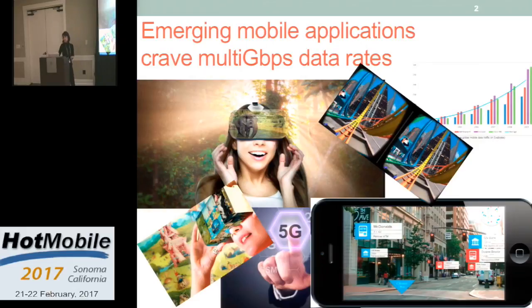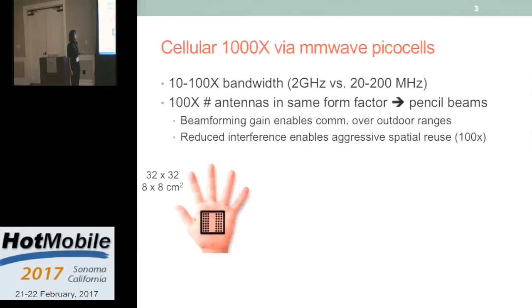We see it under the name of 1000x cellular, which means we are shooting for increasing the capacity as much as 1,000 times what we have right now. One of the most effective ways to provide this much increase in capacity is going to the millimeter wave band. First of all, it will provide us with much higher bandwidth. We can easily have multi-gigahertz bandwidth.